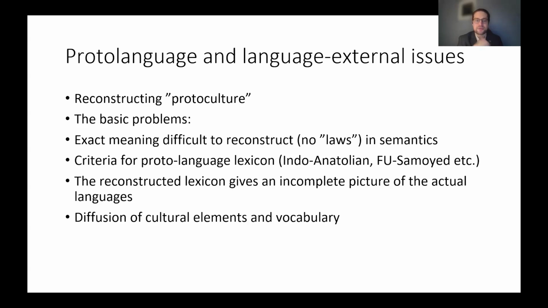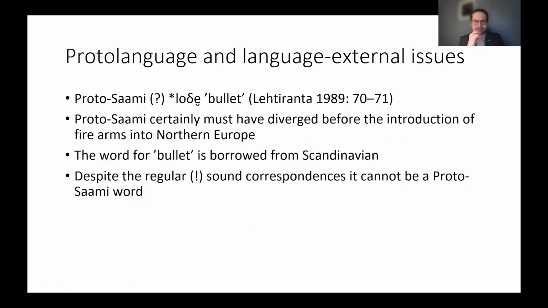And as mentioned, the reconstructed lexicon always gives an incomplete picture of the actual languages. And cultural elements can diffuse later, and this can create some kind of mirage of what we really know about the proto-culture. Here's a good example from Juhani Lehtiranta's Common Sami Vocabulary, where it seems to be possible to reconstruct the word for bullet to Proto-Sami, but this is a Scandinavian loan, first of all, and Proto-Sami certainly must have diverged before the introduction of firearms into Northern Europe. So despite the regular sound correspondences, this cannot be a Proto-Sami word.